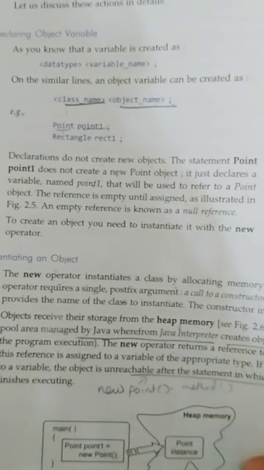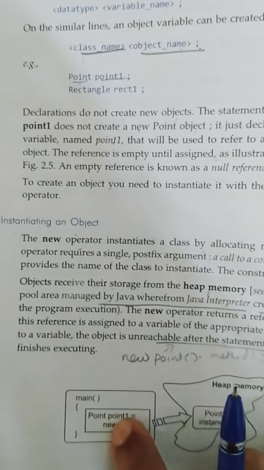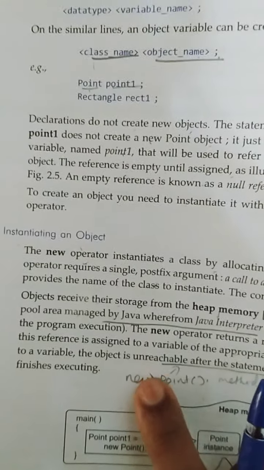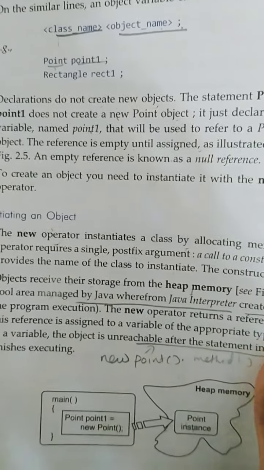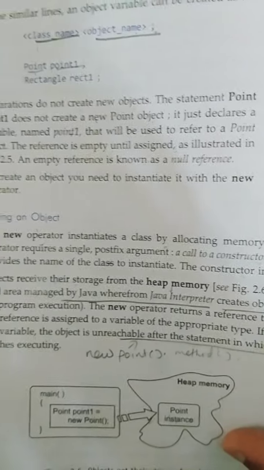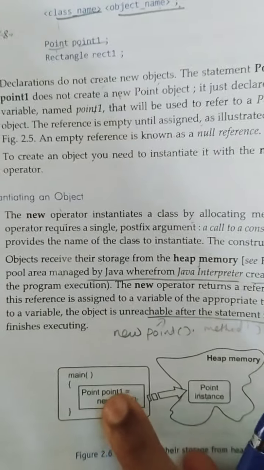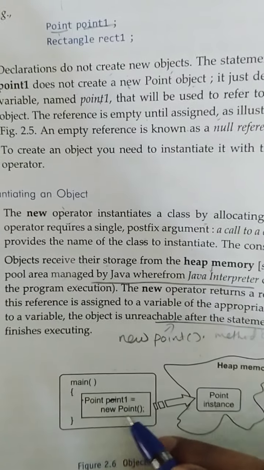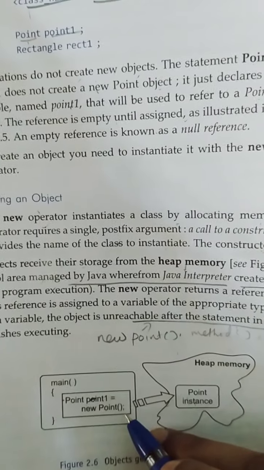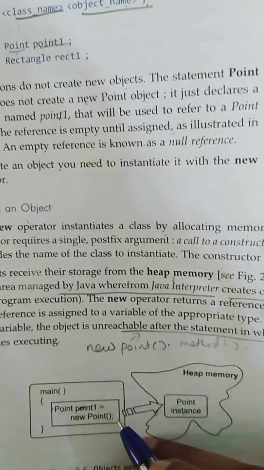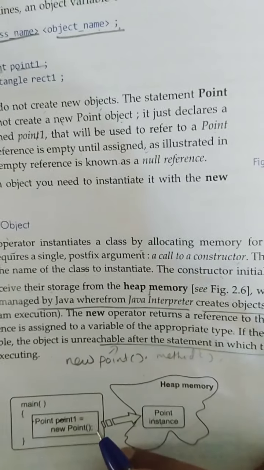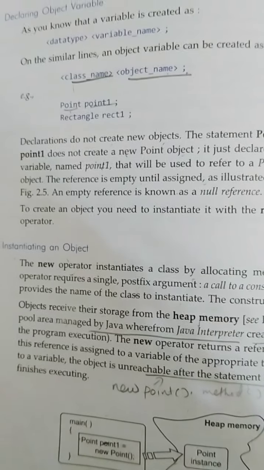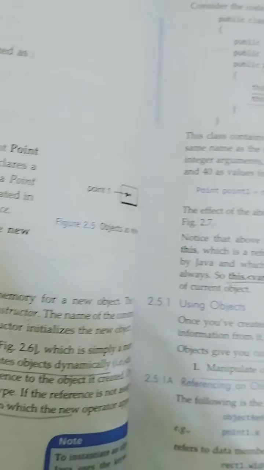If the reference is not assigned to a variable, suppose there is no point1, only new Point is there, then the object is unreachable after the statement in which the new operator appears finishes executing. That is, if it does not refer to a variable with a class type, then after that statement execution, it will get deleted and be unreachable. This is known as instantiation. Instantiation means creating an object with the new operator. It automatically allocates memory for the object.